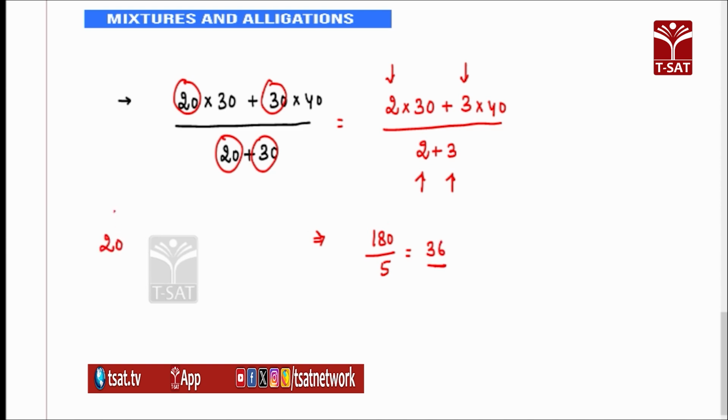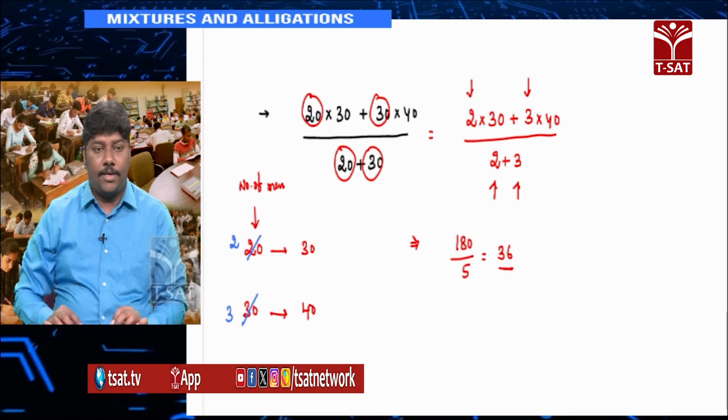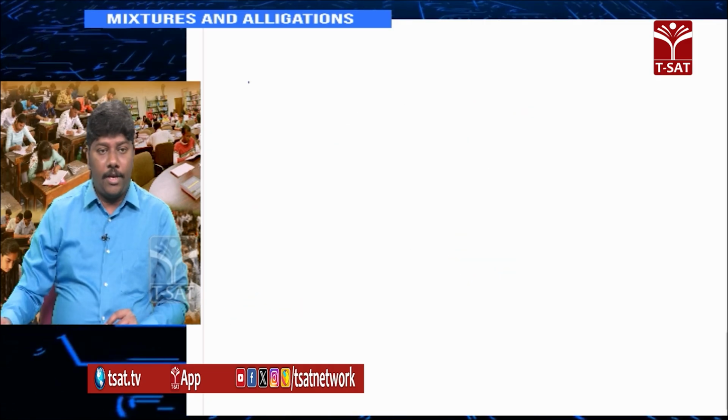Here the number of members in the first group is 20, the number of members in the second group is 30. Average of the first group is 30, average of the second group is 40. Always simplify the number of members in the first group and second group. It's 2, this is 3. So you can say 2 into 30 plus 3 into 40 by 2 plus 3 is equal to 36. If you have any common factor between the number of members in the groups, you can make it simple by cancelling it. I am deriving a formula by using it.